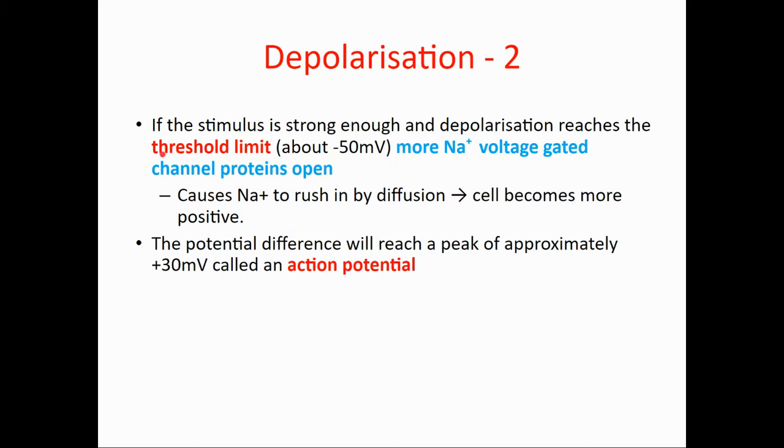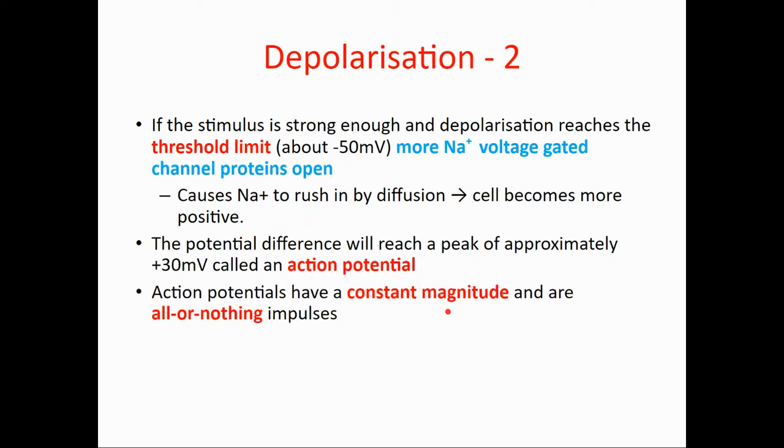If threshold is not reached, so if only a few sodium ion voltage gated channel proteins initially open and you only get to, let's say, minus 60 millivolts, then you will not get an action potential because you haven't reached threshold, so more sodium ion voltage gated channel proteins didn't open. At which point your sodium potassium pump would just return the ions to their appropriate place to get them back to resting potential again.